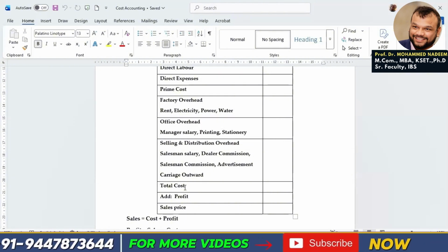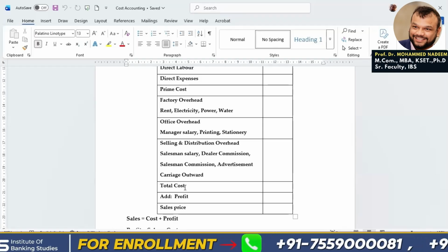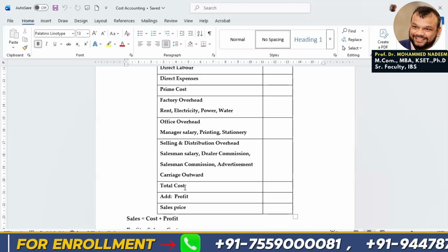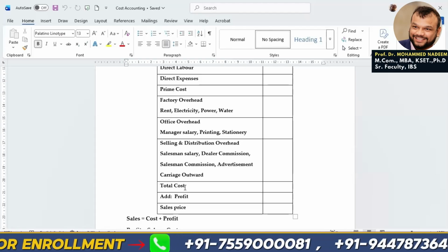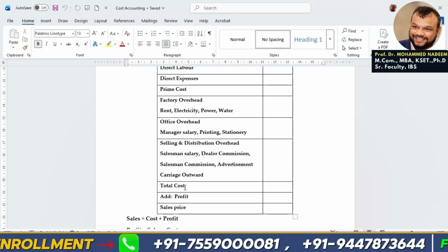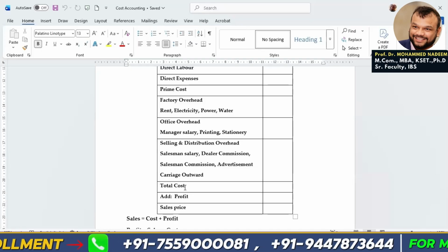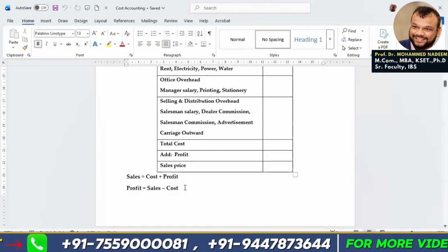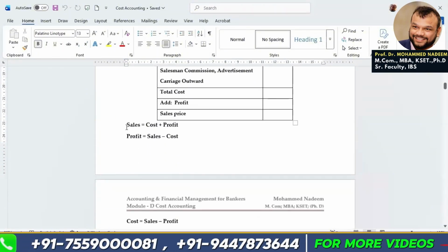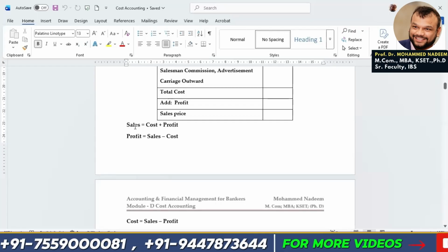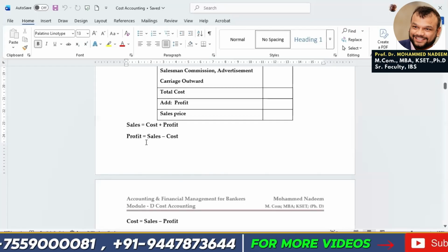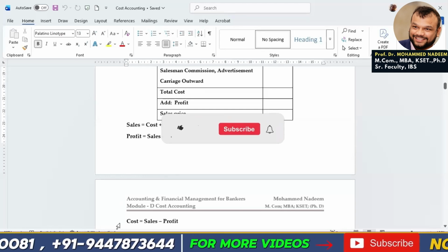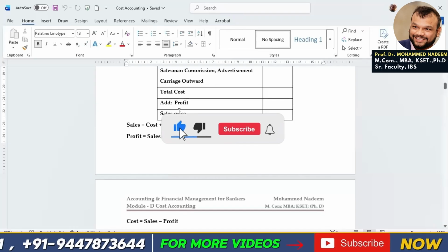controlling the cost also. That day I told you, right? Controlling the cost. So you should use any of the methods I have taught you in the last class to control the cost, to add a profit and to fix a selling price. Okay. Three equations are there. You just make a note of this one. Sales is equal to cost plus profit. Profit is equal to sales minus cost, and cost is equal to sales minus profit. Okay. These three equations you make a note of.